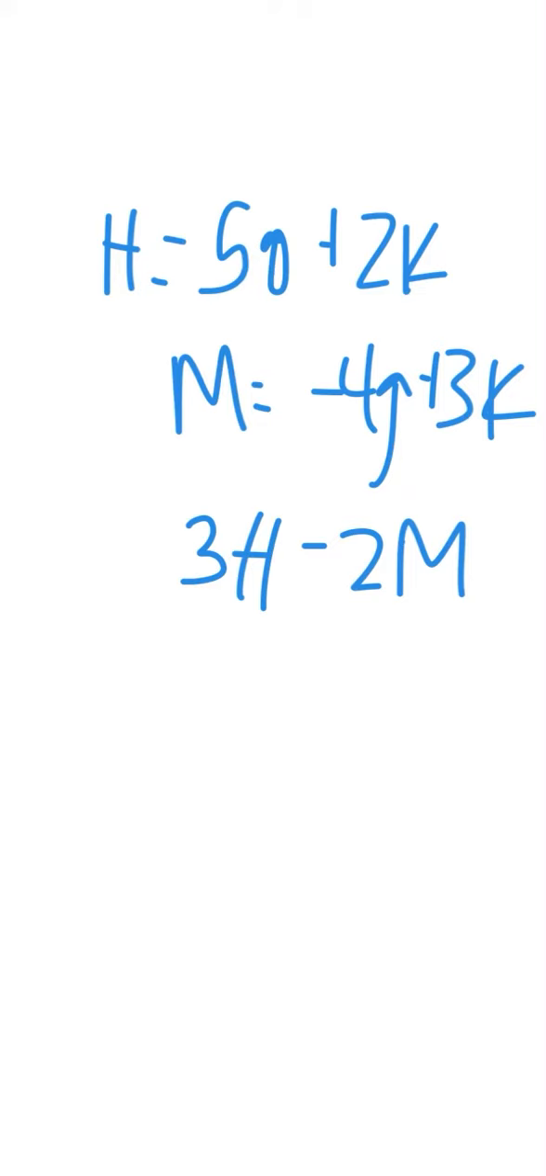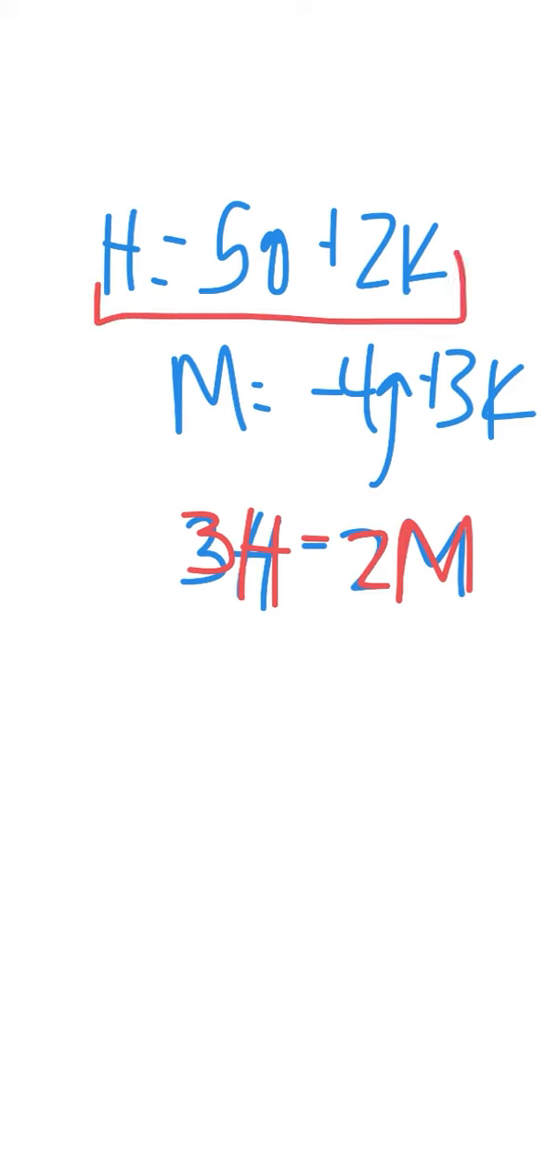Okay, so question number 8 is asking us to find 3h minus 2m using these equations. h equals 5 in the i direction plus 2k, and m equals negative 4 in the j direction plus 3k. So in order to solve this, what we need to do is first solve h.